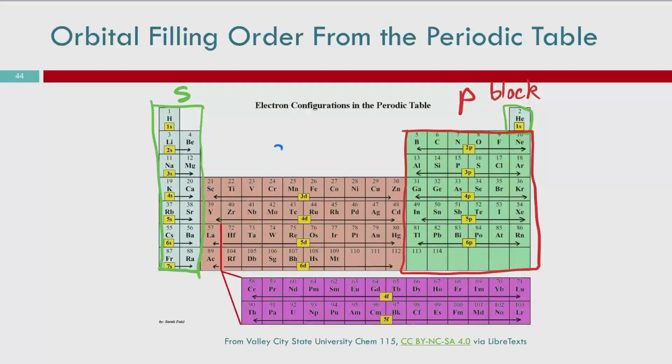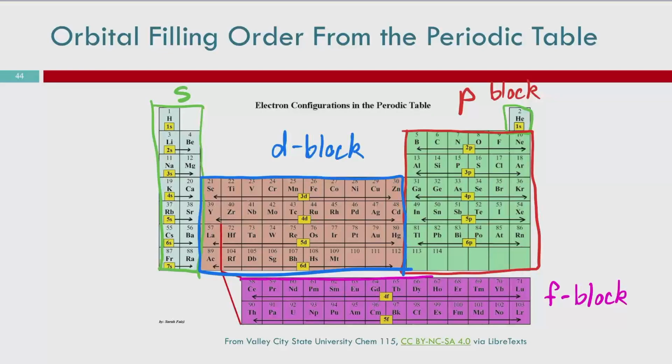Our D block lives in the middle. That's all of our transition metals. And then our very scary F block is the lanthanides and actinides that usually gets pulled out and set below the periodic table. We don't touch the F block in this class, not even with a 10-foot pole. We just look at it from afar.